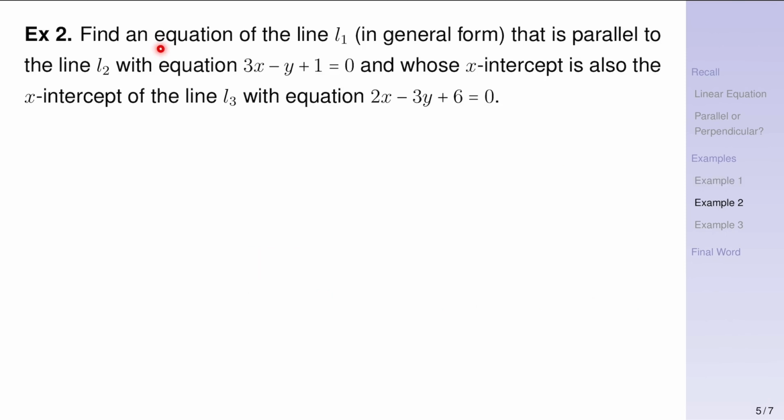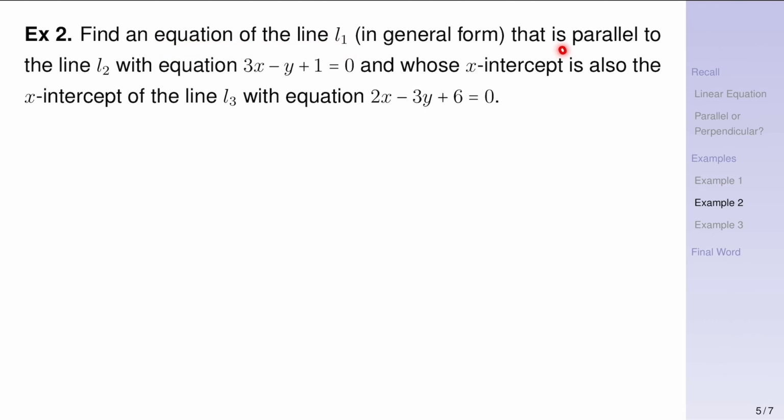So here our goal is to find an equation of the line L1 in general form that is parallel to the line L2 with equation 3x minus y plus 1 equal to 0, and whose x-intercept is also the x-intercept of the line L3 with equation 2x minus 3y plus 6 equal to 0. So how do we solve this one? Again, our goal here is an equation of the line L1.